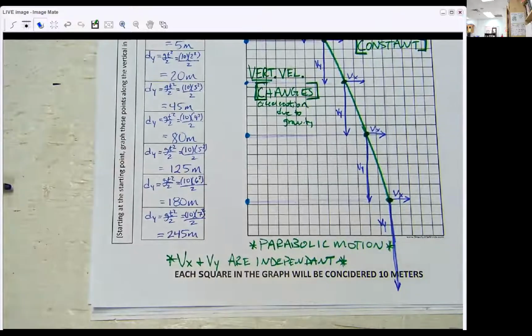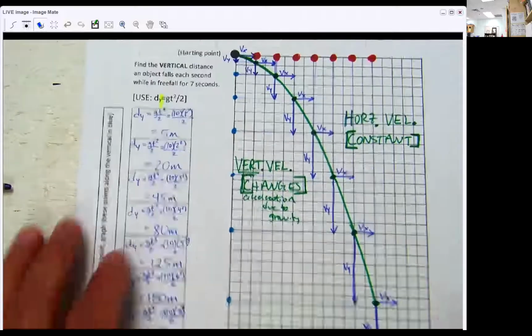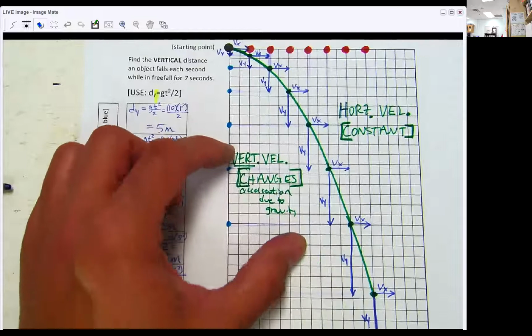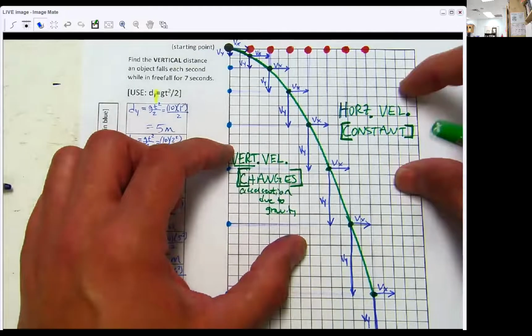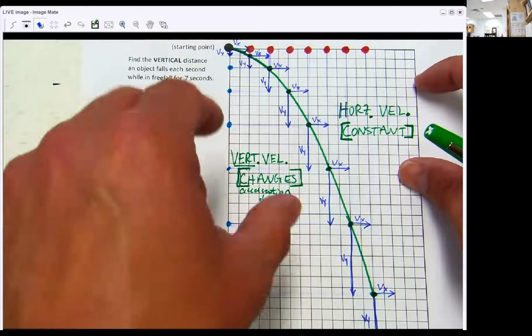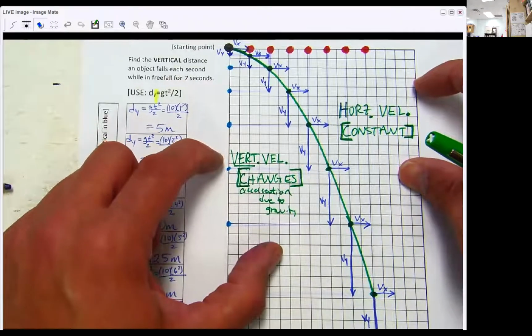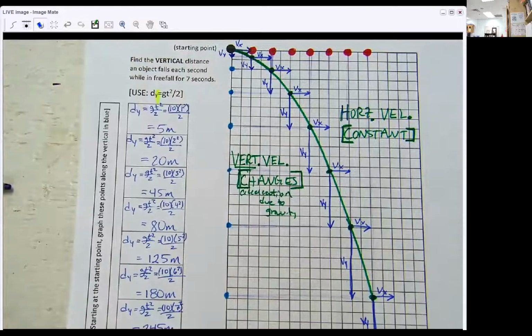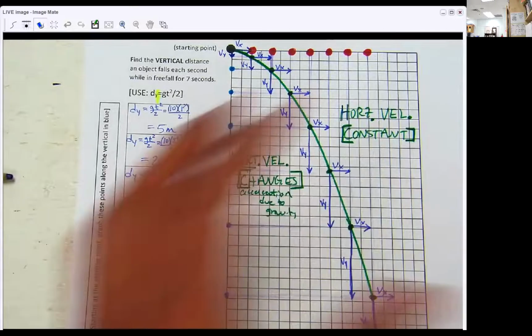It says that the v of x, which is horizontal velocity, and the v of y, which is the vertical velocity, are independent of each other, which means it doesn't matter what the vertical velocity is. It will not change the horizontal velocity. And it doesn't matter what the horizontal velocity is. It's not going to change the vertical. So I can say that, and it really doesn't mean much. But let's look at some of the numbers and see if it affects anything here.